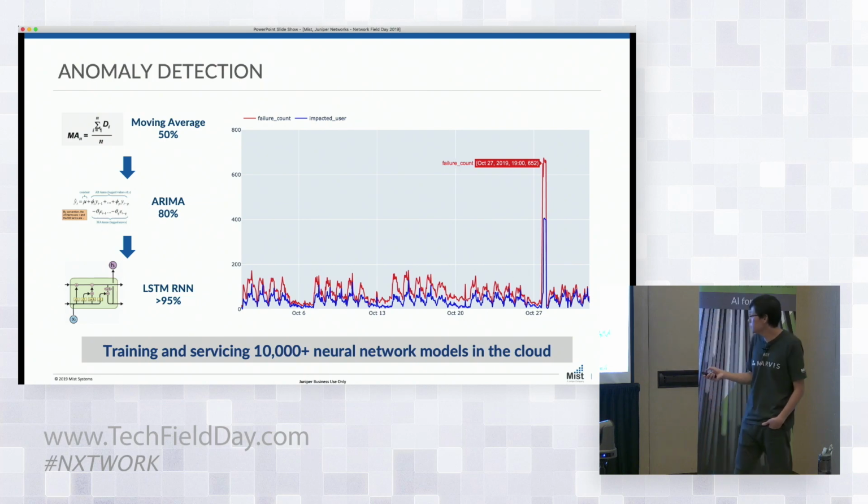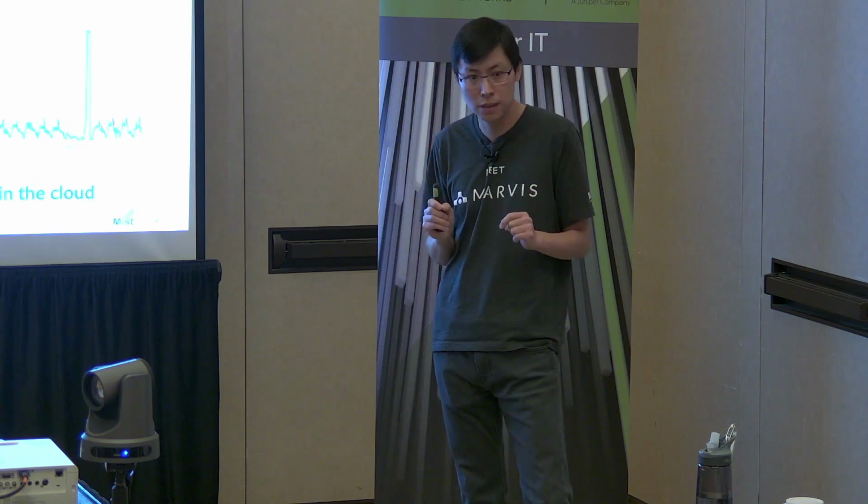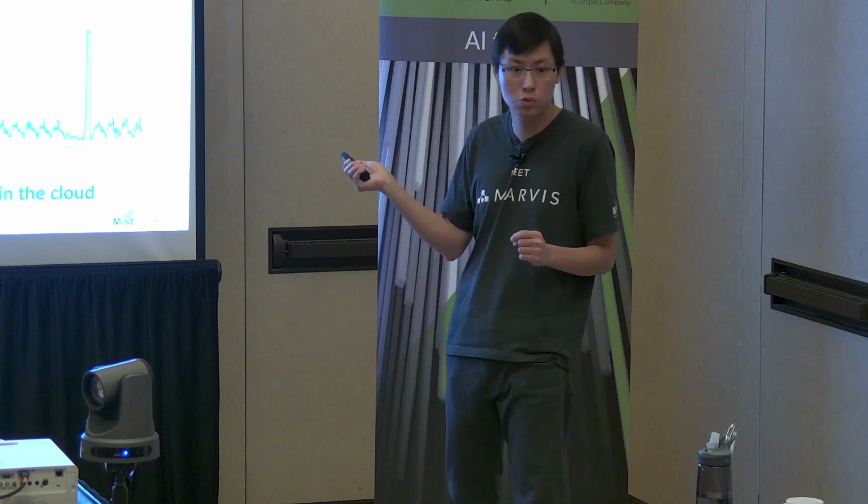Then coming back to this example, you can certainly see a big jump for both the failed connection count and the impacted user count at around 7 p.m. on October 27, which is a Sunday. So this is a very clear anomaly from the statistical perspective. But how do we turn this into a business anomaly? Or in other words, what should the user do about this?